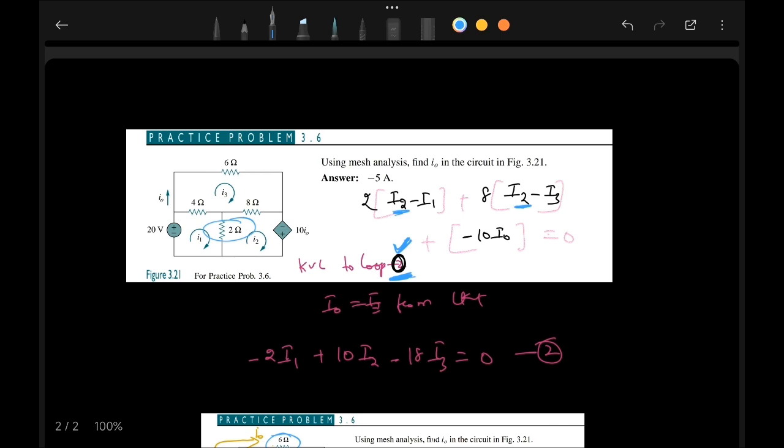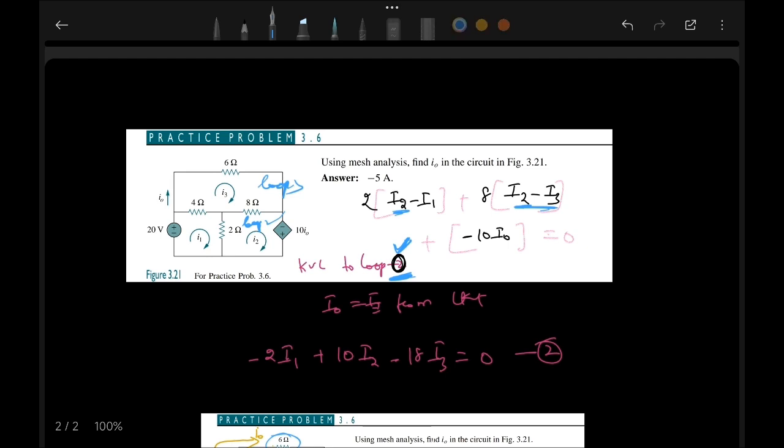Similarly for the 8 ohms, I2 minus I3, because the 8 ohms is shared by both loop 2 and loop 3. This one is loop 2 and this one is loop 3, so both loops share the 8 ohms. So 8 into I2 minus I3. Why only I2 minus I3? Because we are applying KVL to loop 2, so I2 is assumed higher than any other current in the circuit.